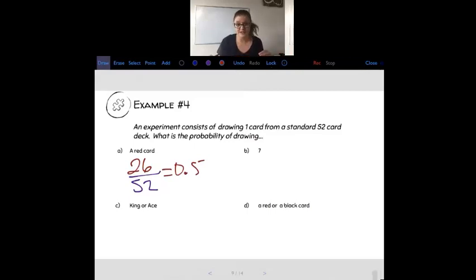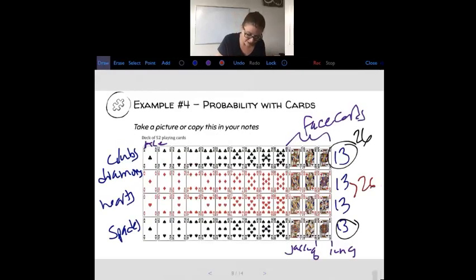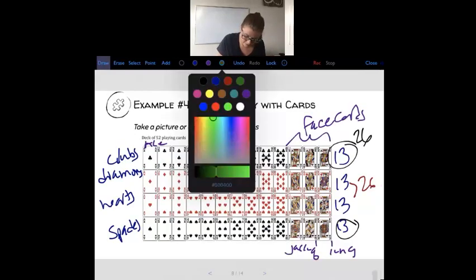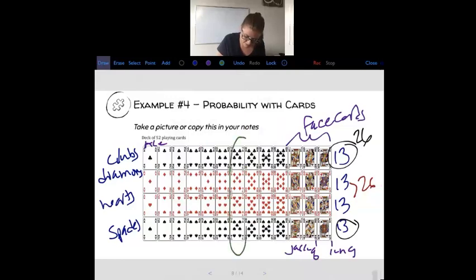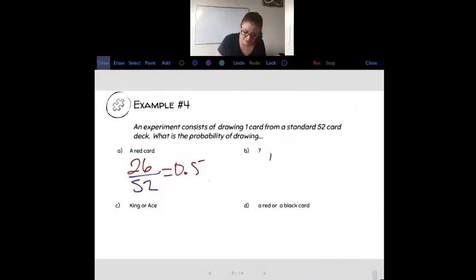Part B, probability of drawing a 7. So it doesn't matter which 7. It doesn't specify a suit. So if we look, there are 4 7s in the deck. So in terms of our event, we'd be happy with any one of those 4. And out of the possible outcomes, there's 52. So you take 4 divided by 52. Doesn't tell us where to round. Say 0.077.